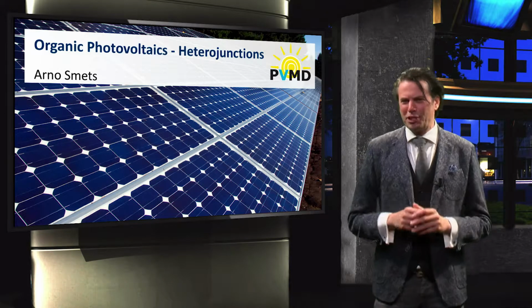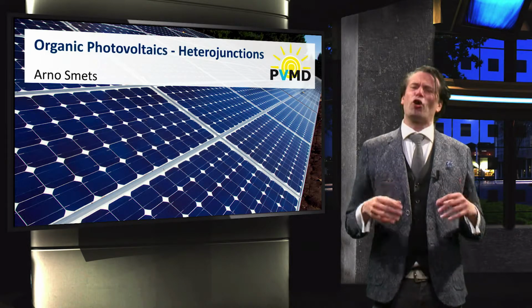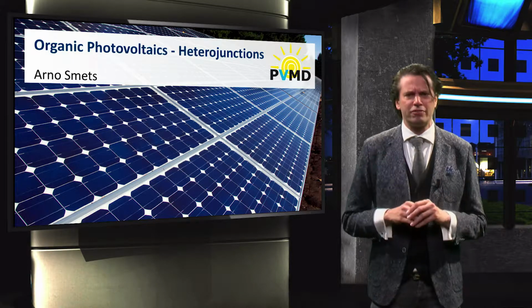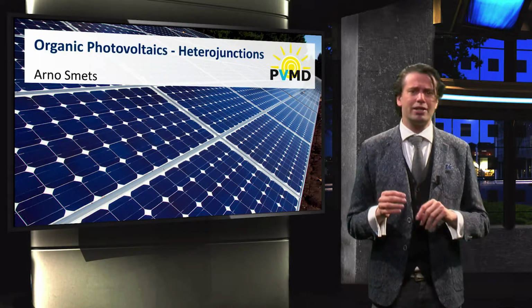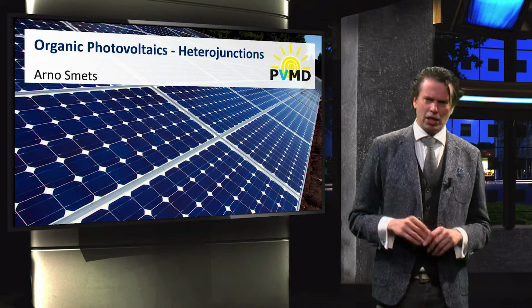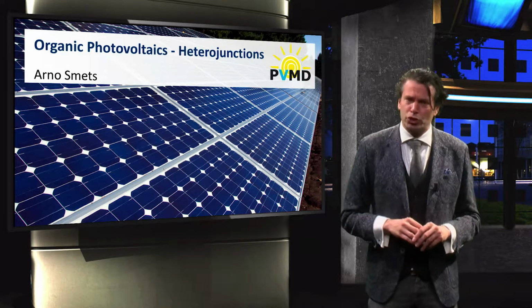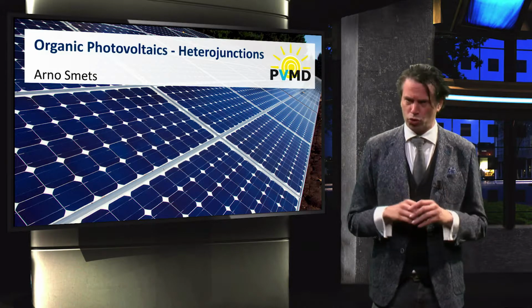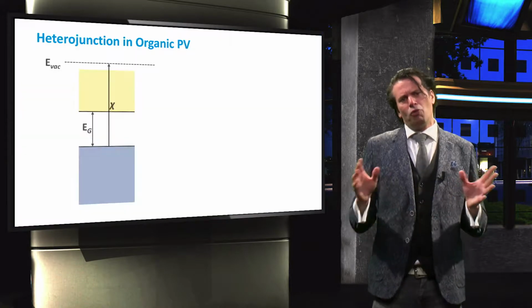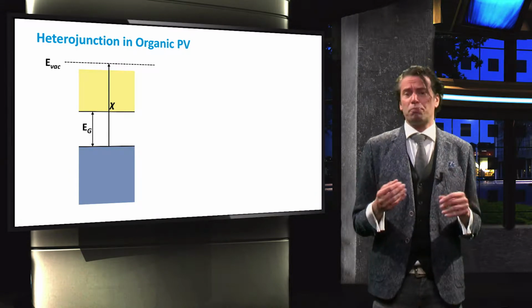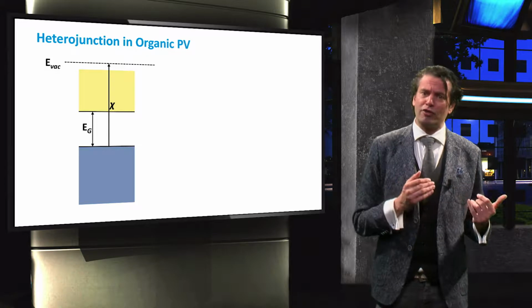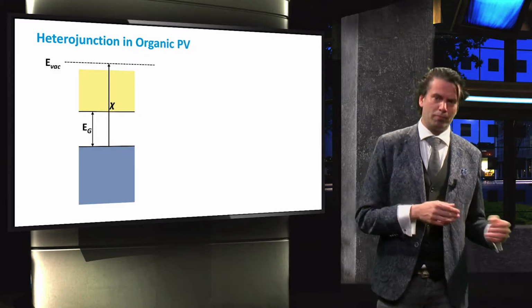In the previous video, we started our discussion of organic PV with exciton generation and the material classification of electron donors and electron acceptors. We'll now continue our discussion with charge separation and how this works in a typical organic solar cell. We have mentioned that doping is not preferred in organic materials, since it will lower the diffusion length of charge carriers even more.